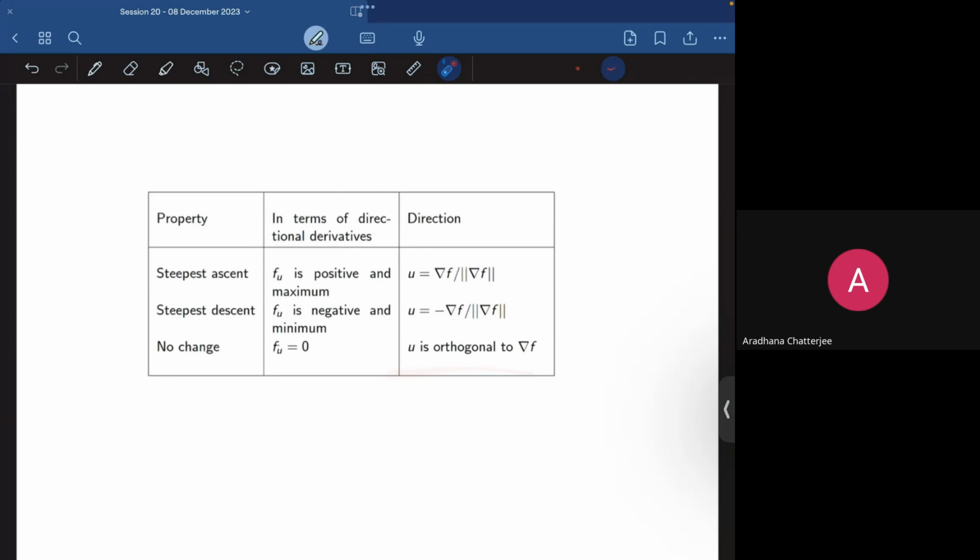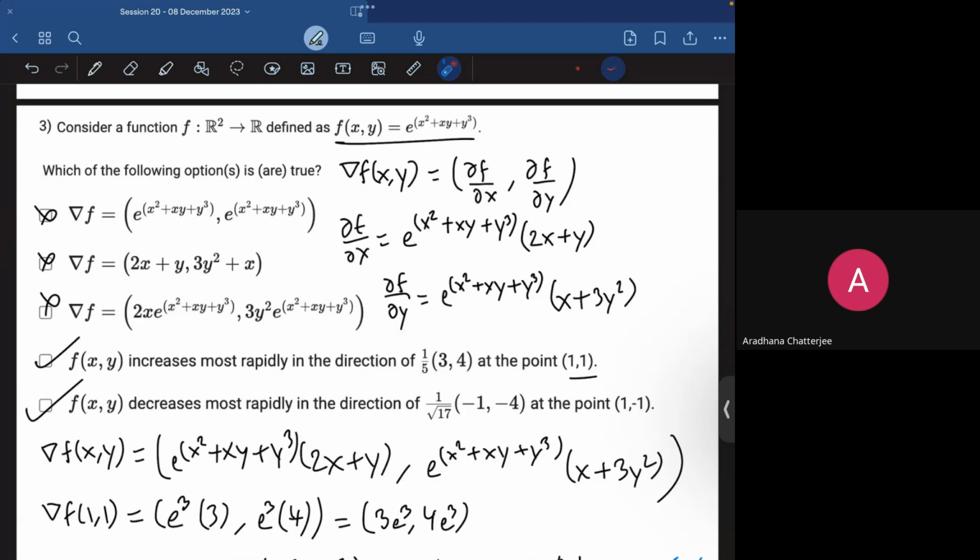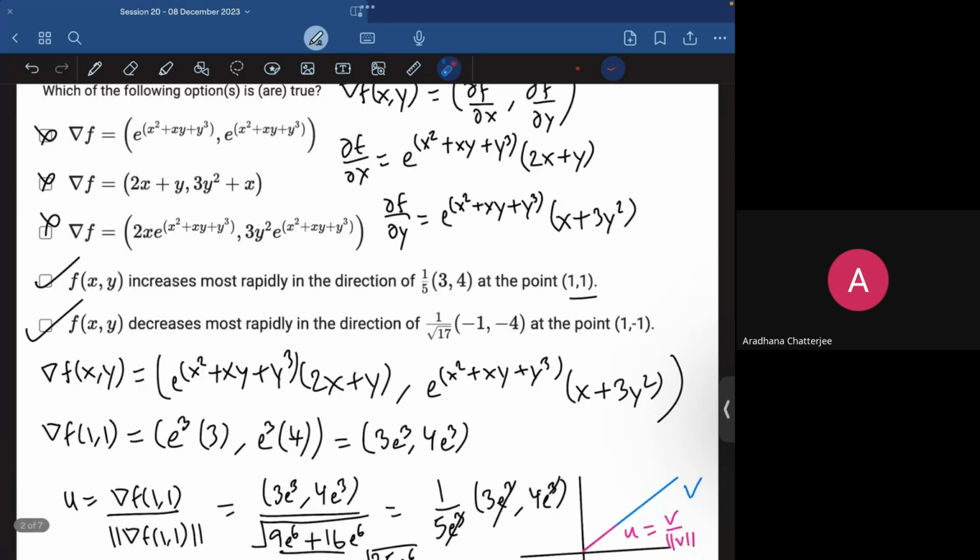So from the given options, you just have to take the dot product. You have to compute grad f like we did here. And then from the given options, you just have to see which given u has dot product 0 with the grad f, and that is going to be the u where the function is not increasing or decreasing, the rate of change is 0.